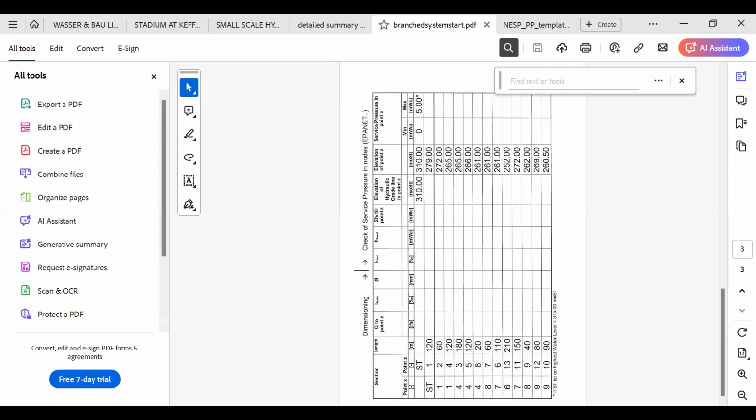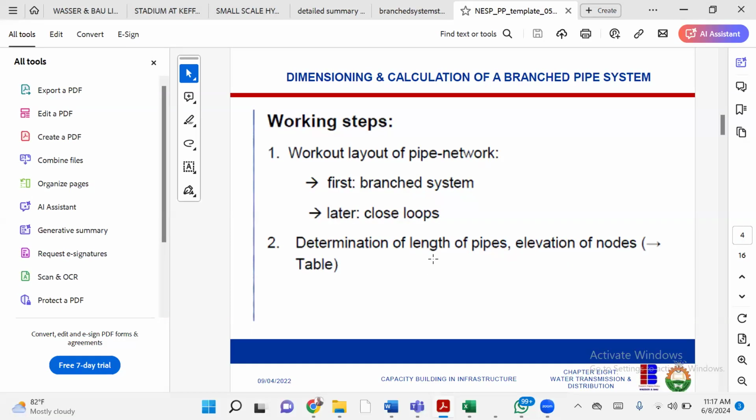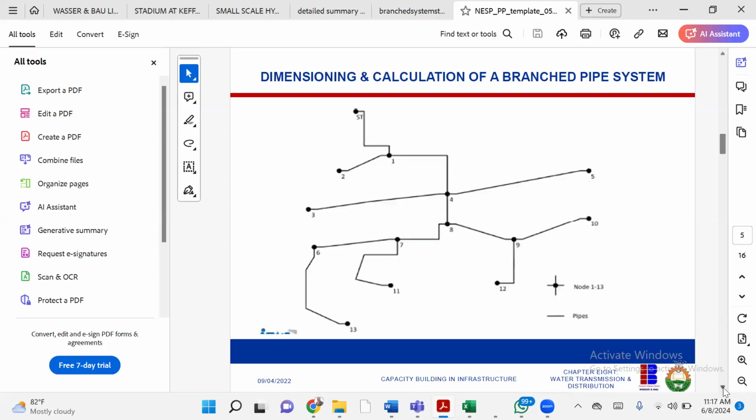Okay. Now, can you see my screen? So these are the steps. Step 2 says determine the length of pipe, elevation of load. Do we have it? We have it. Now go to step 3. Step 3 is draw the network. Is it understood? Well understood.